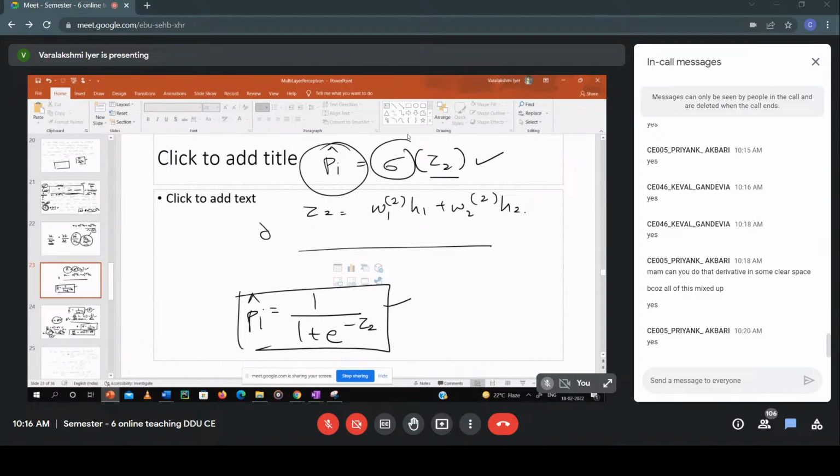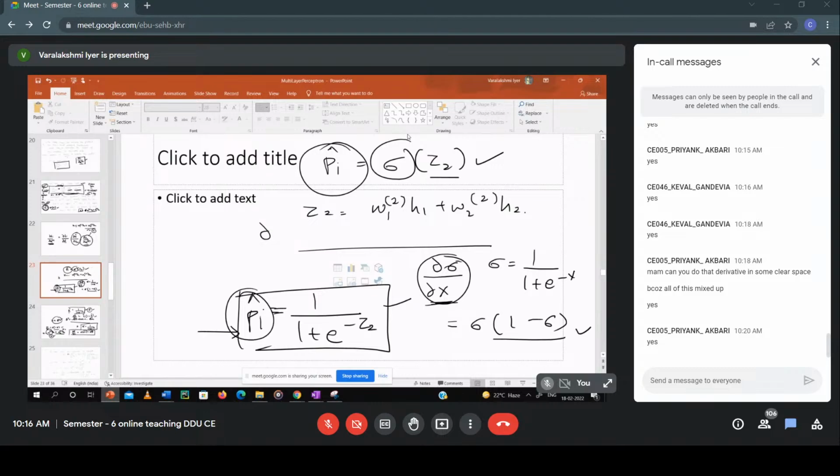If you perform the derivative of the sigmoid function, for example 1 upon 1 plus e raised to minus x, with respect to x, then the output will be sigmoid into 1 minus sigmoid. So in this case, where Pi hat is the function that we are defining for this particular sigmoid function, the output will be Pi hat into 1 minus Pi hat. That is what the output will be, right?